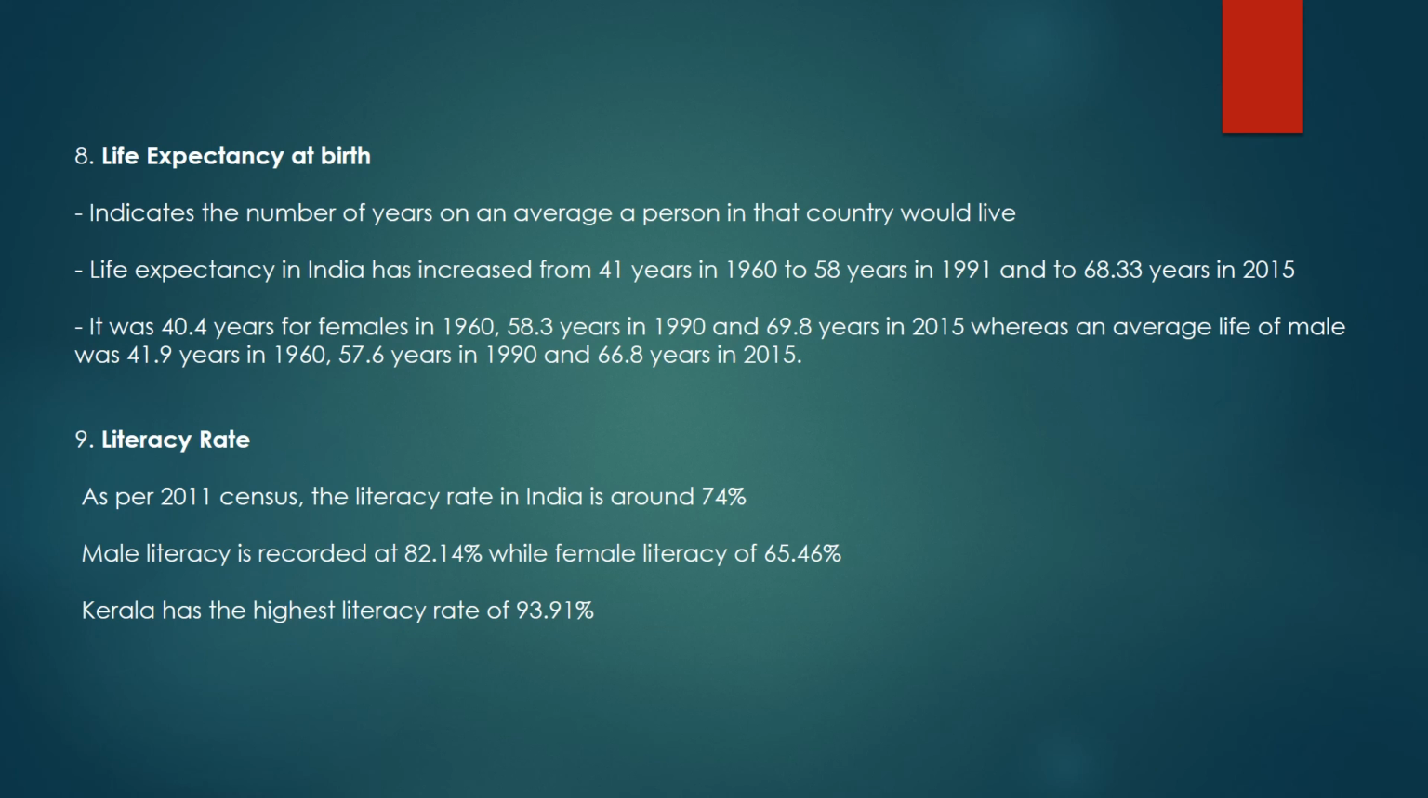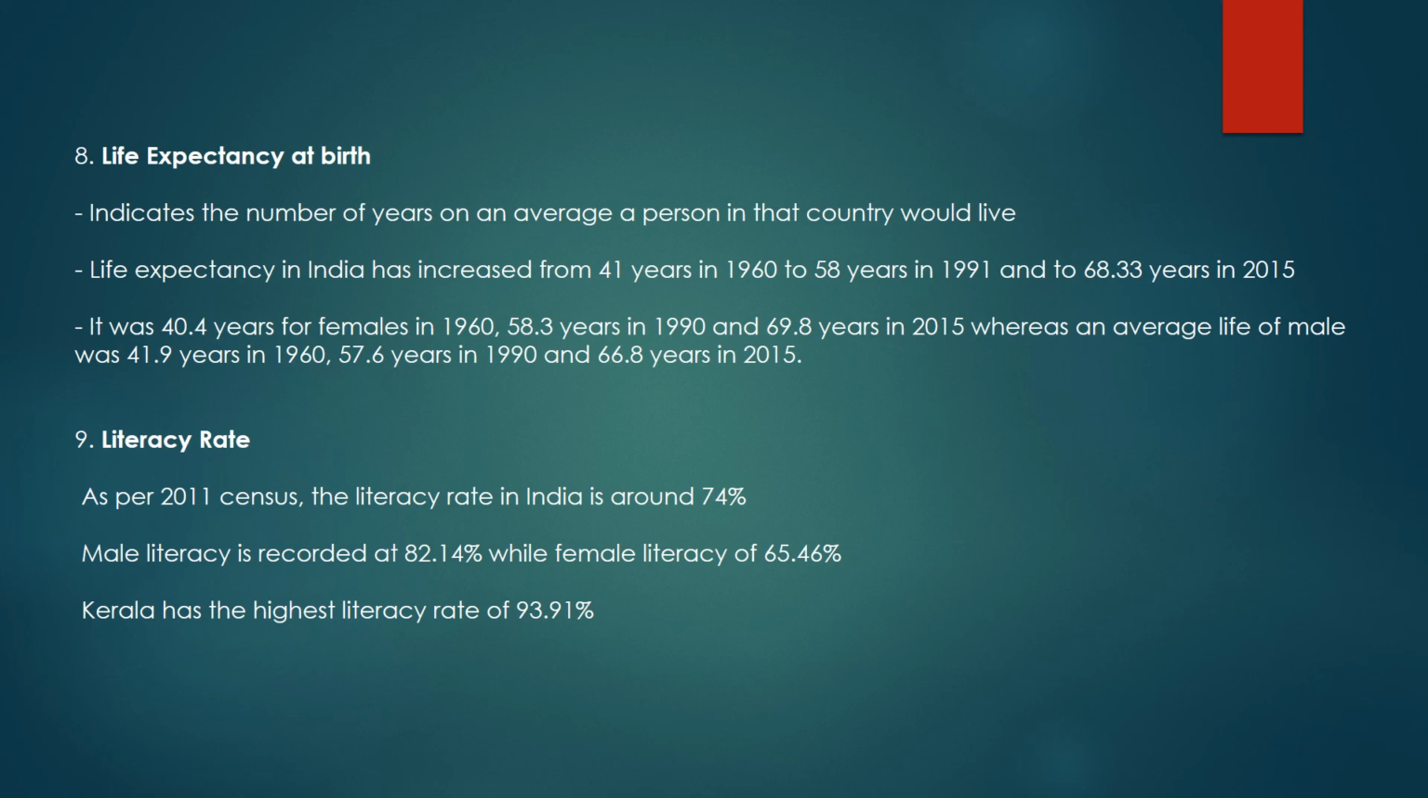Point 8 is about life expectancy at birth. As per the World Bank definition, it indicates the number of years a newborn infant would live if prevailing patterns of mortality at the time of its birth were to stay the same throughout his life. In simple words, it is the number of years on average a person in that country would live. Life expectancy in India has increased from 41 years in 1960 to 68.33 years in 2015.